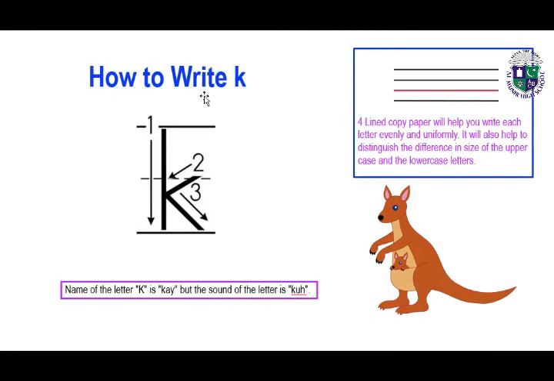Now how to write lowercase letter k? Draw a straight standing line in 3 lines. Then draw a slanting line in the middle line from right to left side, and then draw a slanting line from left to right in between the middle lines to write k. So the name of the letter K is K, but the sound of the letter is K.